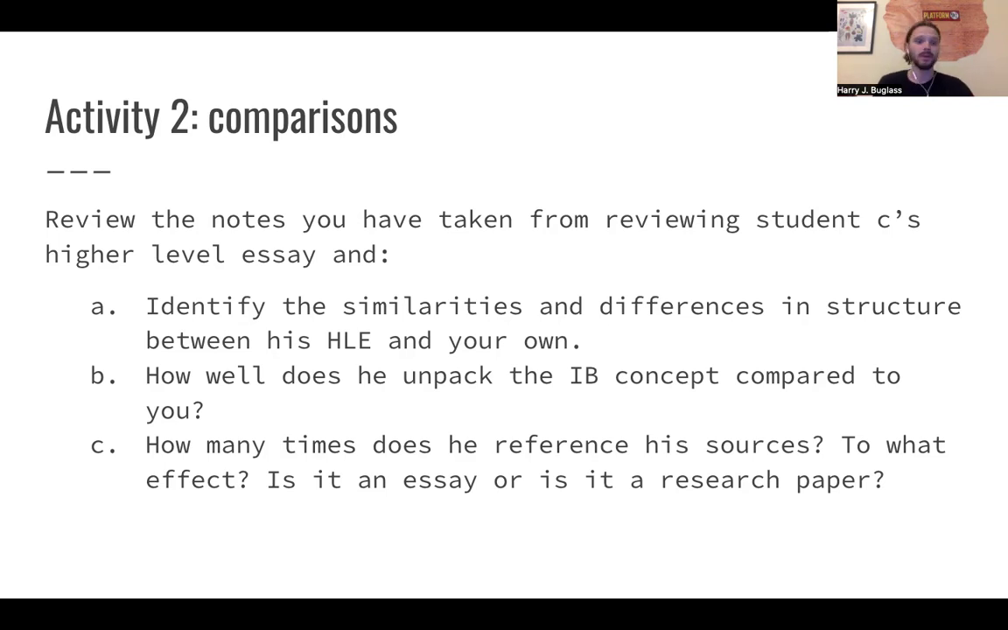It's higher level. Finally, how many times does he reference each of his sources and to what effect? This will bring you into a resolution as to whether you feel it is an essay, a literary analysis, or a research paper. I think you'll find it is not a literary analysis. The higher level essay is anything but a literary analysis. It's an assessment of an IB concept.